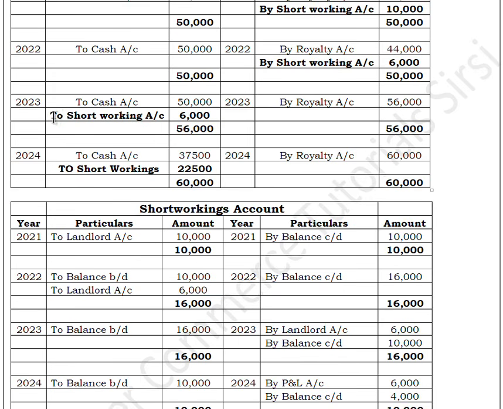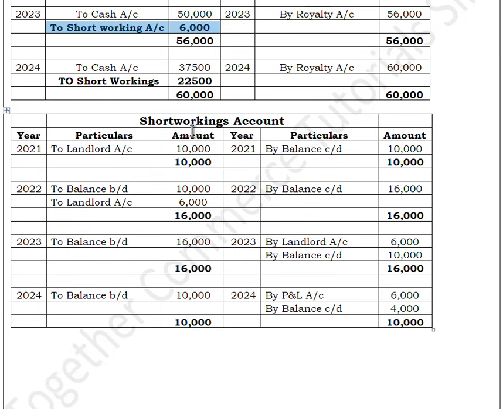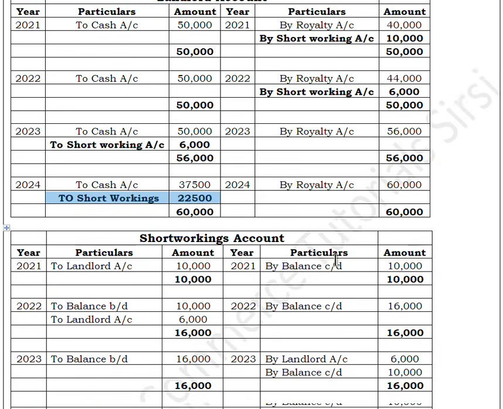Then the third entry is on the two side, two short workings, so this becomes buy landlord. So two becomes buy, and short workings become landlord, and this two short workings will be coming as the next entry here. Okay, so after that we should start. Once you write down all the short workings entries, then you should start from this.